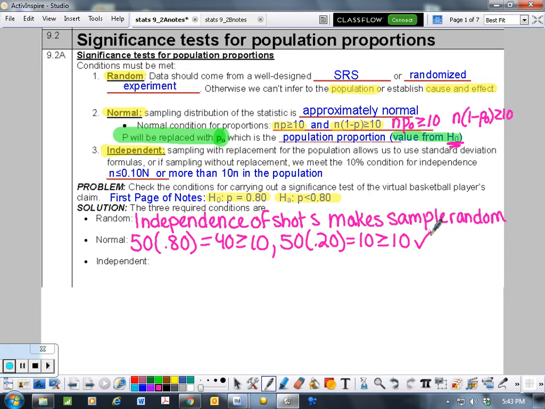And of course, that independence: one shot should not affect another shot. And if you took sports psychology, you could probably debate that until the cows come home. But ideally, one shot should not affect another. If you make one, it should not affect if you make the next one.